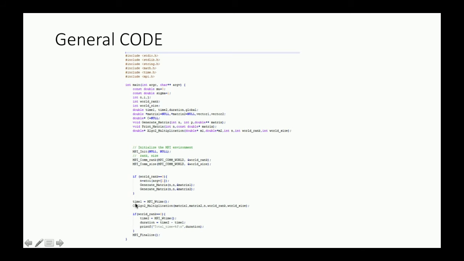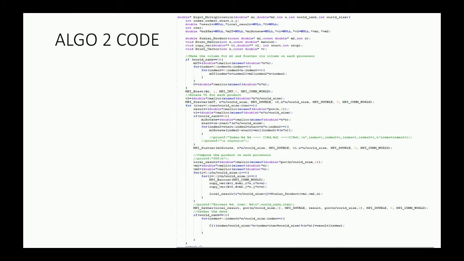Then after that, we start recording the time. We do the multiplication, and then for process 0, we see what is the time after, and then we compute the total duration of the algorithm. So first for algo 2.